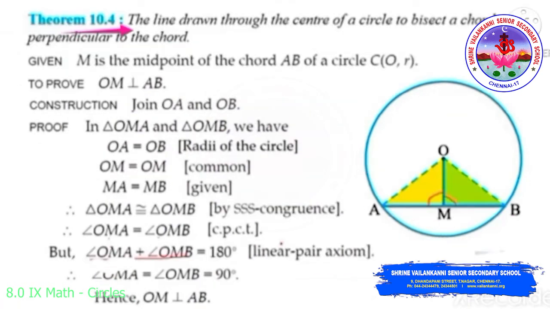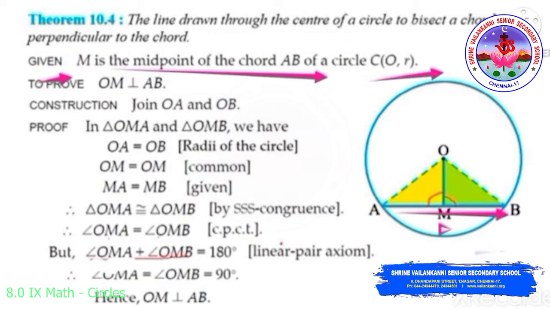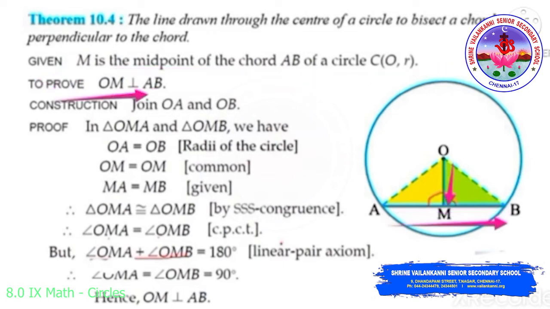Theorem 10.4. The line drawn through the center of the circle that bisects a chord is perpendicular to the chord. We are given a circle with center O and AB as a chord, where the line OM is drawn to the chord AB. We need to prove that OM is perpendicular to AB, which means that OM subtends an angle of 90 degrees with the base AB. Given M is the midpoint of chord AB of a circle with center O and radius R, we need to prove OM is perpendicular to AB.